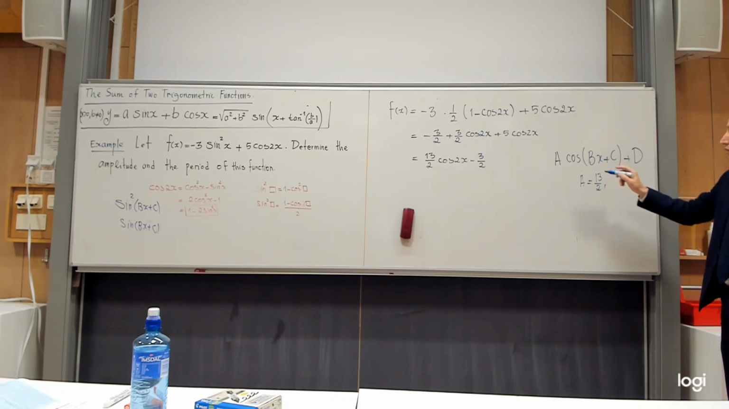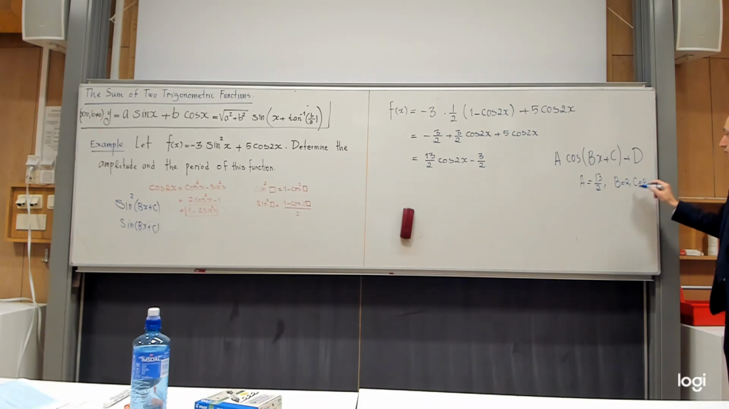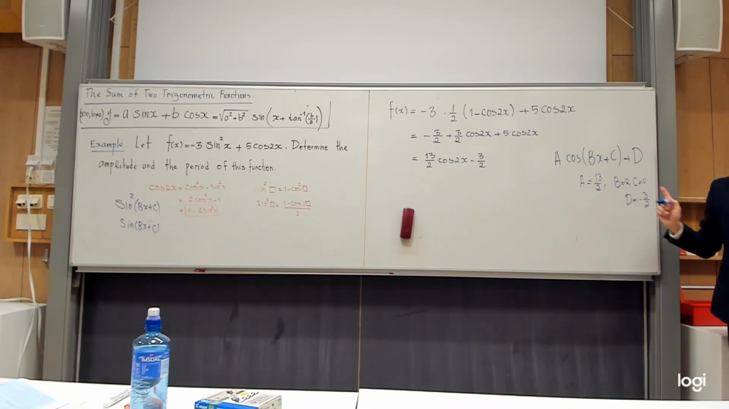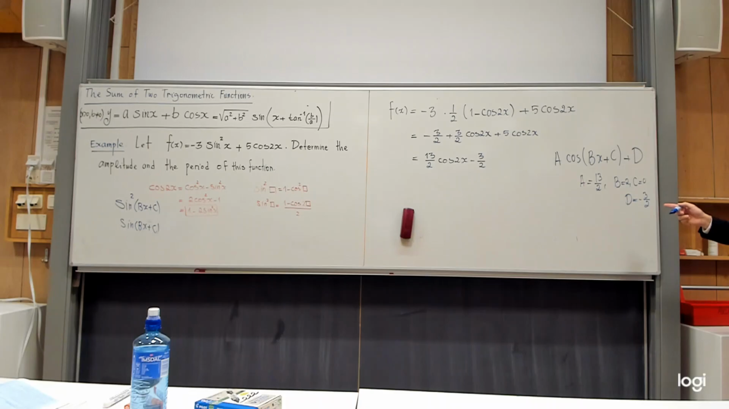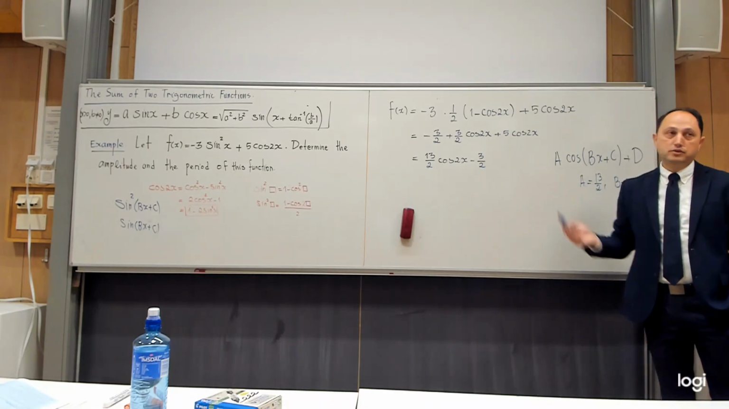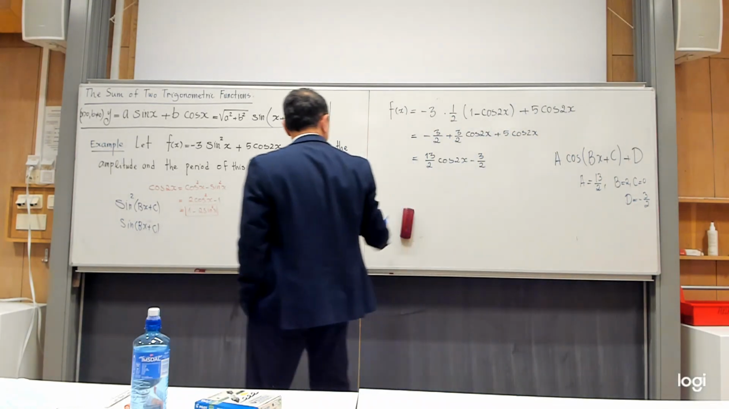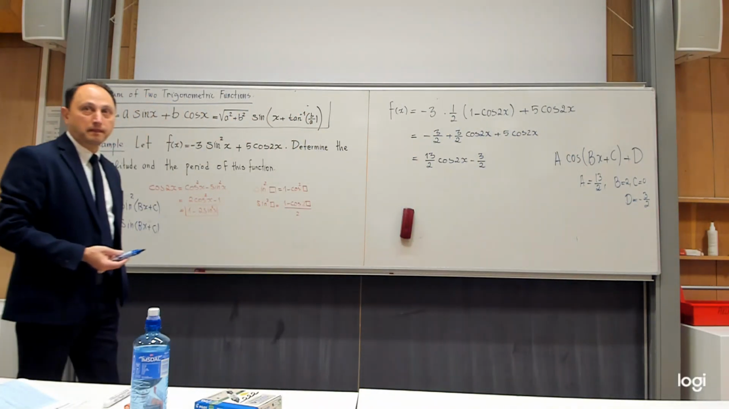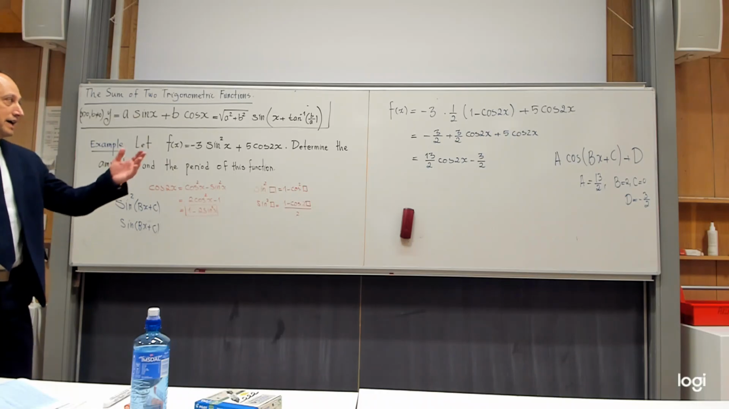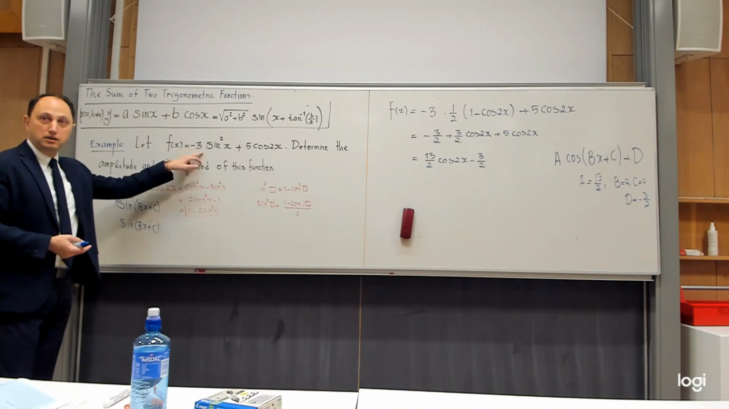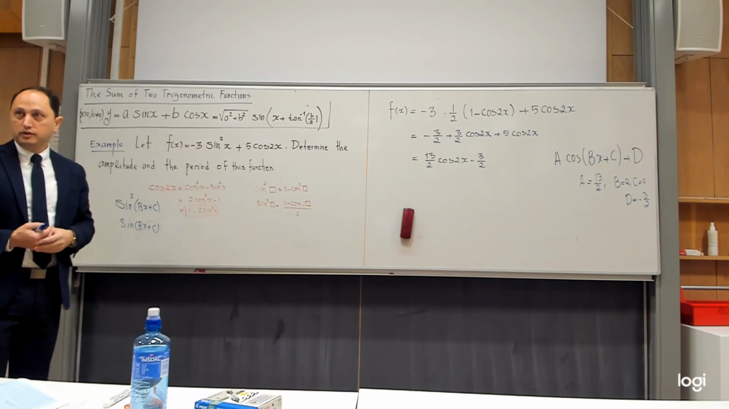If I ask you what b is, 2. What c is, 0. What d is, negative 3 over 2. So this is exactly the function that you already know how to answer questions related to that function. So now can you answer me what is the amplitude of this function? What is the amplitude of this? 13 over 2. So if I ask you what is the maximum, you would say 13 over 2. What is the minimum? Minus 13 over 2.